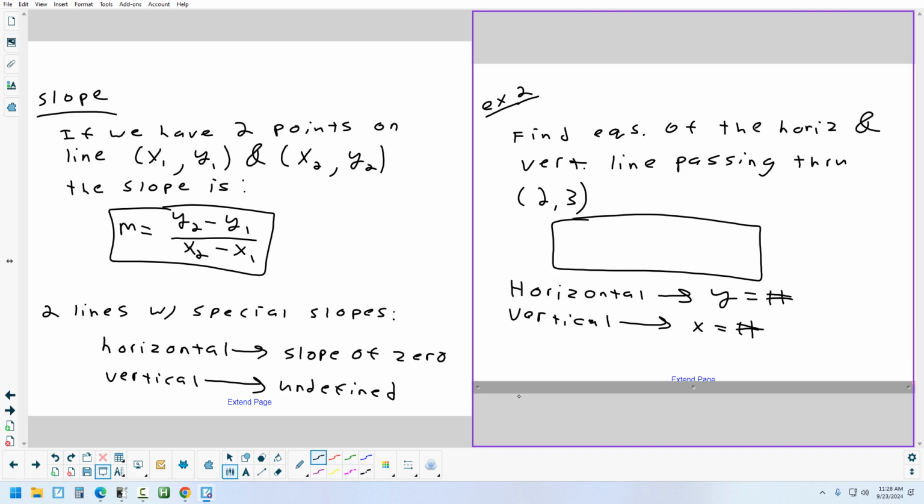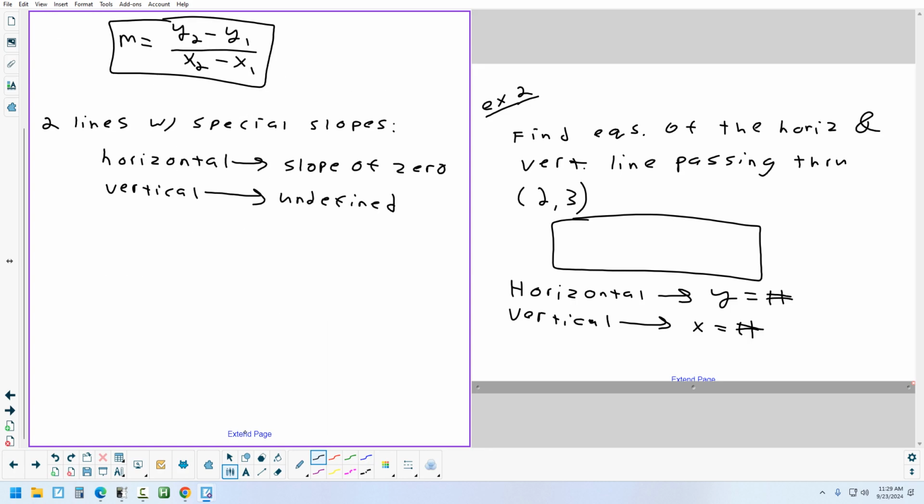Since horizontal and vertical lines are kind of special cases, their equations are also special cases. Horizontal and vertical lines are not y equals mx plus b. They're either y equals a letter or x equals a letter. Y equals is the horizontal lines. X equals, that's the vertical line. So in example 2, they're giving me the point 2, 3. And the first thing they want to know is the equation of the horizontal line that would go right through the point 2, 3. Anyone think they could give me the equation of that dotted red line?